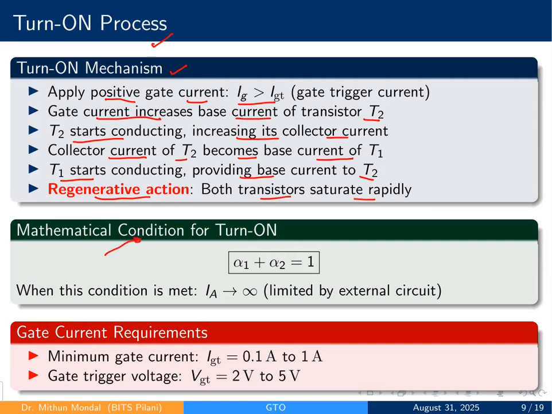The mathematical condition for the GTO to turn on is that the current gains satisfy alpha 1 plus alpha 2 equal to 1, and when this condition is met, we can have the anode current tending to infinity, but it will be limited by some external circuit resistance. Gate current requirement: we have the minimum gate current. The trigger gate current is approximately 0.1 ampere to 1 ampere, and the trigger voltage that we require is around 2 volt to 5 volt. So these values have to be met to turn on the GTO.